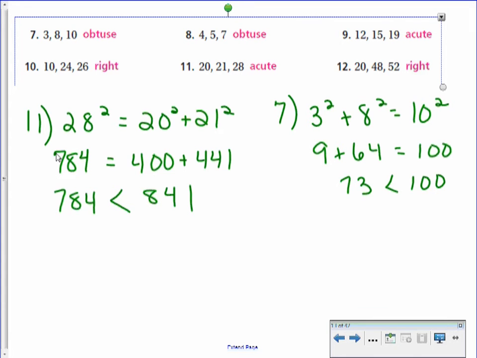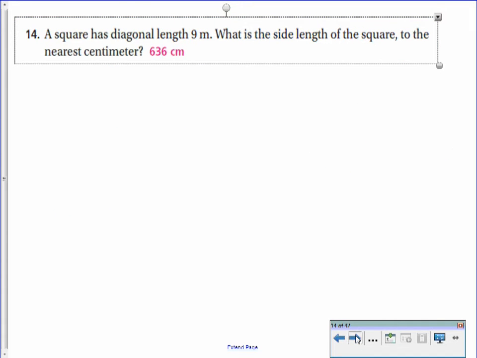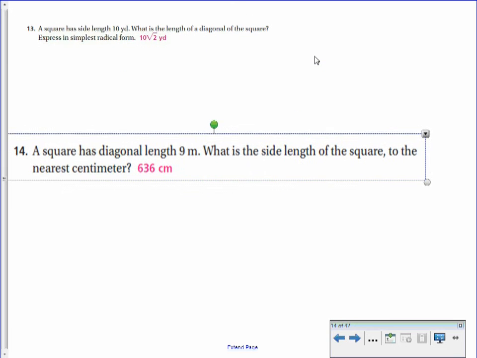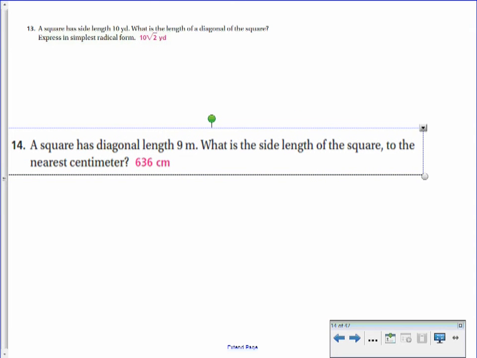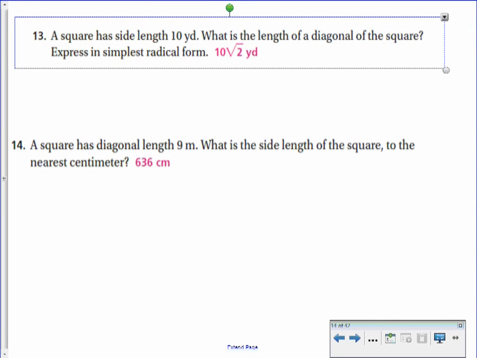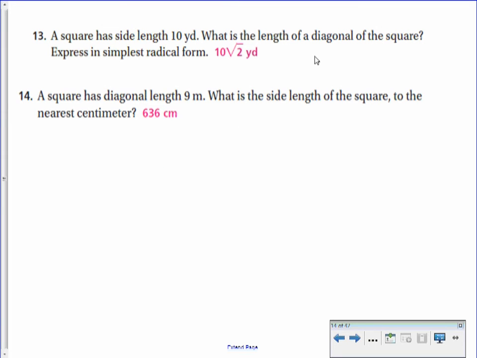All right, so we move on. We had a couple word problems there. 13 and 14, of course, are very similar to one another because they're both asking about squares. You might recall we looked at an example of this before we left.